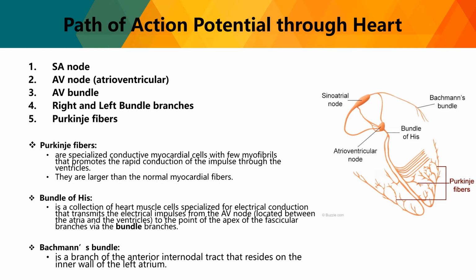And then what you see here now is what we call the bundle of His. Okay? So the bundle of His is a collection of heart muscle cells specialized for electrical conduction that transmits the electrical impulses from the AV node to the apex of the fascicular branches via the bundle branches. Okay. And then we have the Bachmann's bundle. Bachmann's bundle is a branch of the anterior internodal tract that resides on the inner wall of the left atrium.